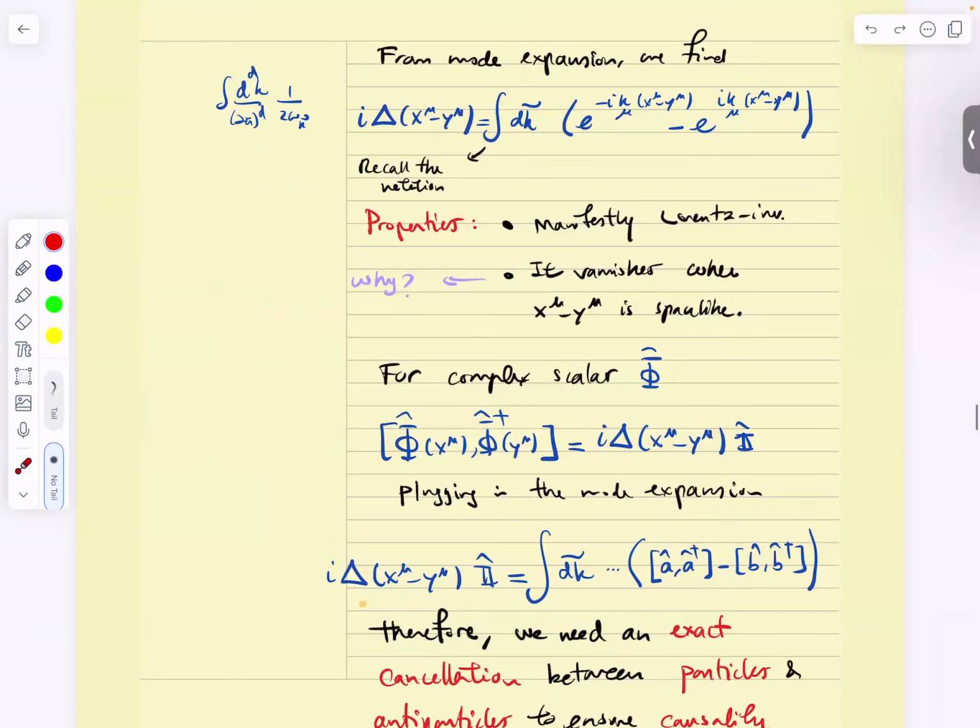First thing, this is manifestly Lorentz invariant. Can you see it? Why is this expression Lorentz invariant? Well, the measure is explicitly Lorentz invariant. What other things appear in there? K mu and x mu. That's Lorentz invariant, as it should be.